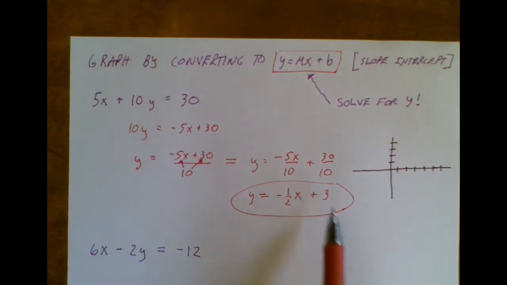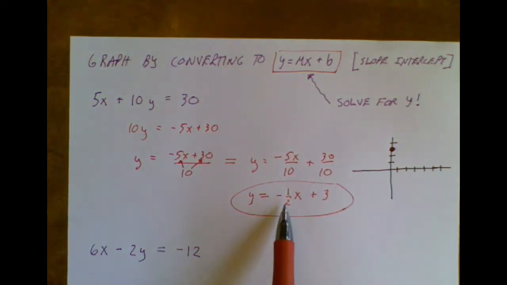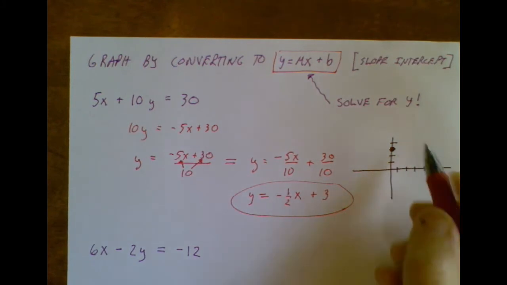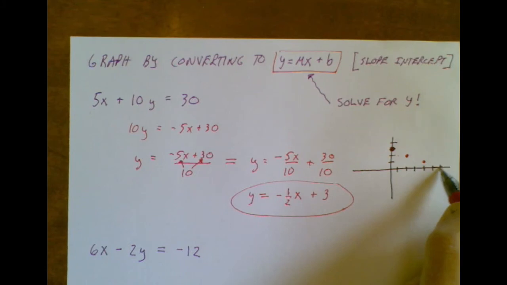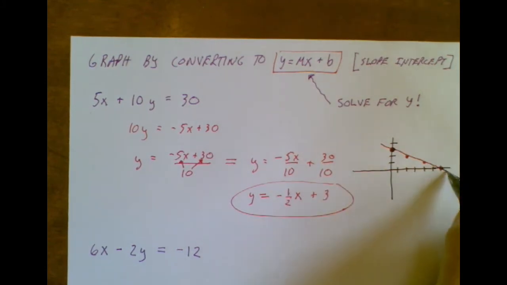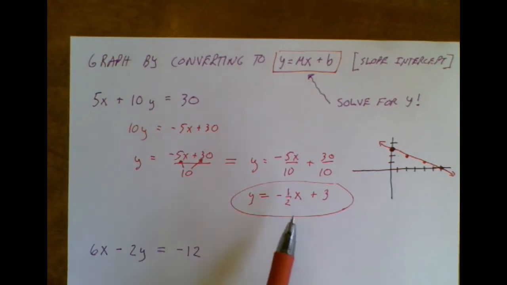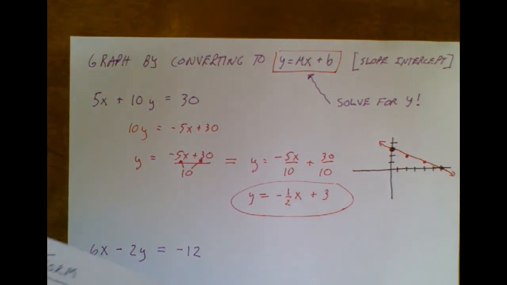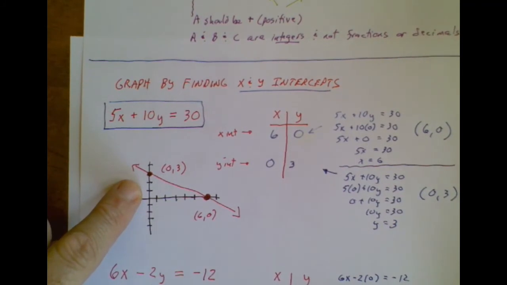I take this equation, that's my y-intercept. That's the first dot that goes on the paper. The slope is down 1 over 2: down 1, right 2, down 1, right 2, down 1, right 2. And I can keep that trend up, but there is my graph of that equation by converting into slope-intercept form. By the way, when we graphed that equation using x and y intercepts, we got the same looking graph, different method.